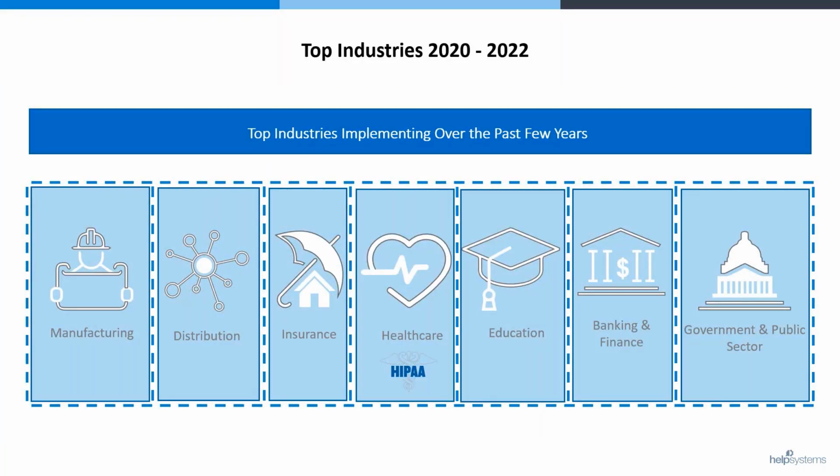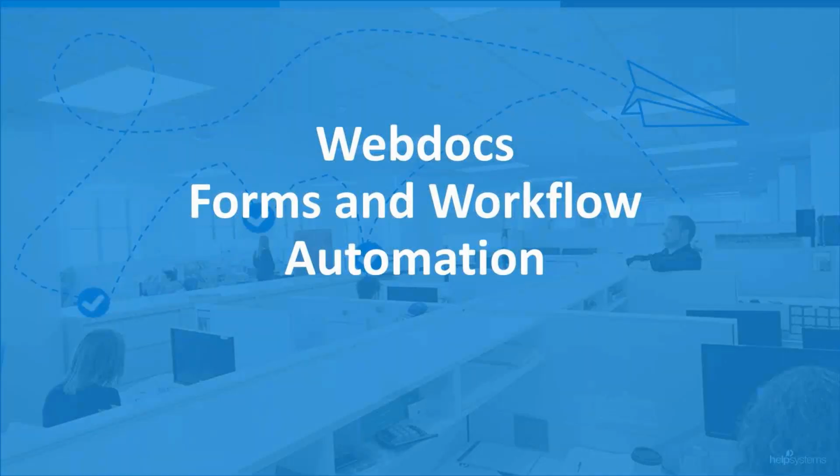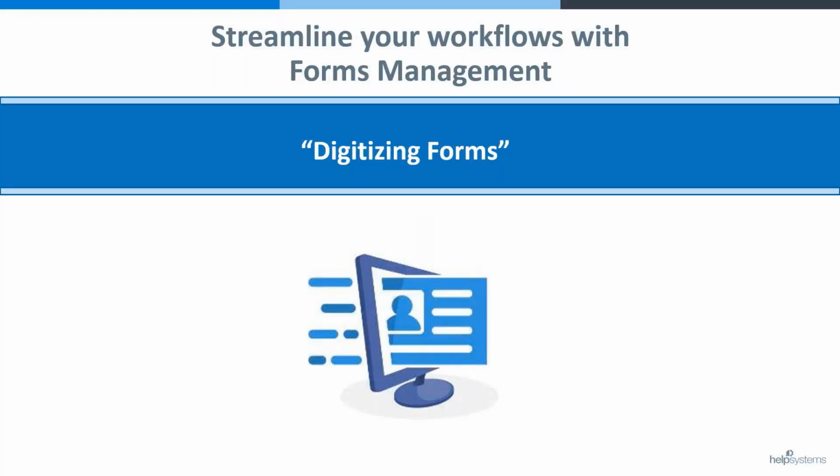Now, looking at some of the trending industries that we've been working with in the past years, manufacturing is always a big one, right? Distribution is always a big one for us. Insurance, healthcare, the education sector, banking and finance, and the public sector and government have been coming up as well with those inside the organization. All right, let's move on here.